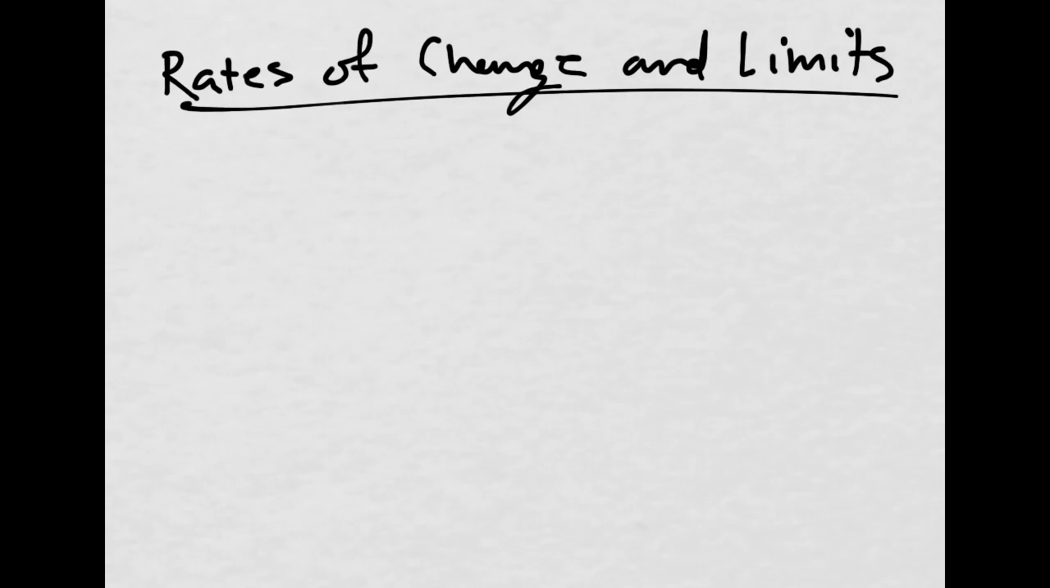We're going to look at rates of change in the limits. That's what we're going to talk about first. To introduce this topic, we'll first start talking about average speed and instantaneous speed. So let's think about what that is.